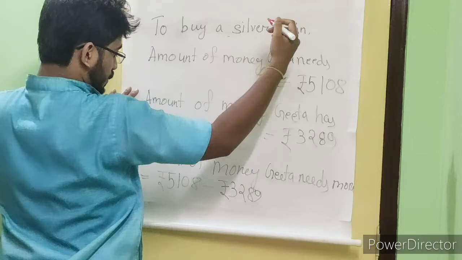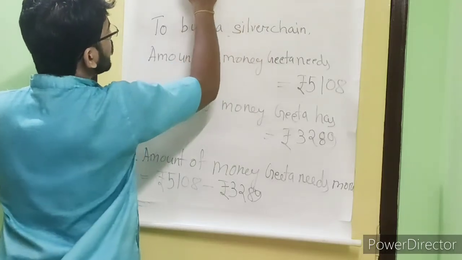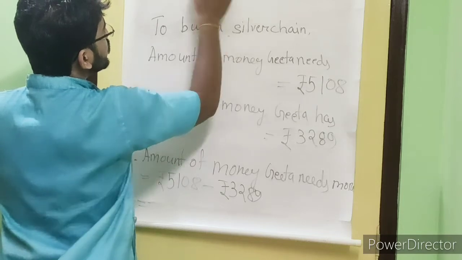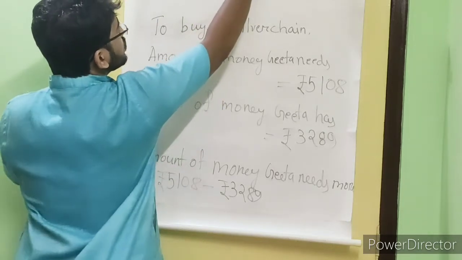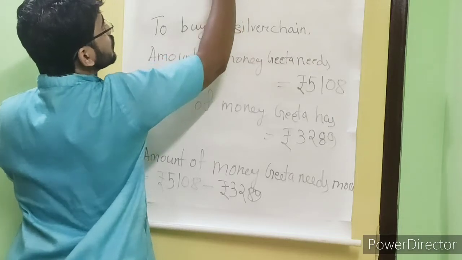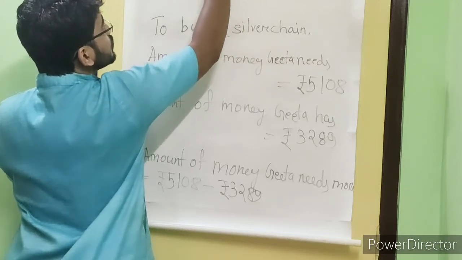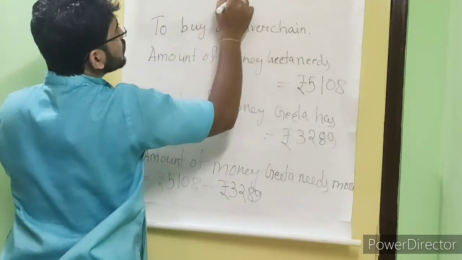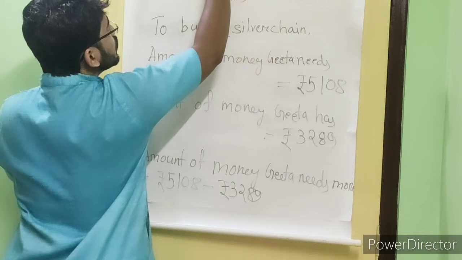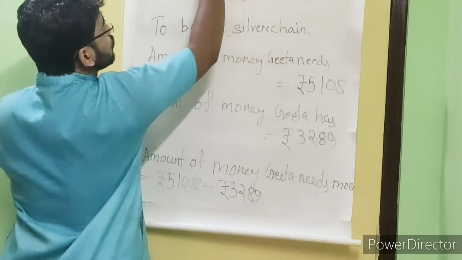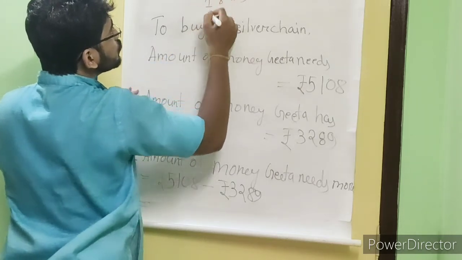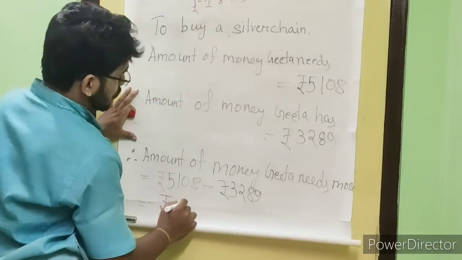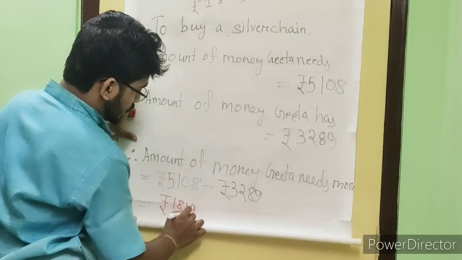Rupees 5,108 minus rupees 3,289. Let's minus it. We will take 18. We will make it 909. 18 minus 9 equals to 9. 9 minus 8 is equals to 0. To 0 होगा 10. 10. It will become 4. 10 minus 2 equals to 8. 4 minus 3 equals to 1, and the rupees symbol. Rupees 1,890.